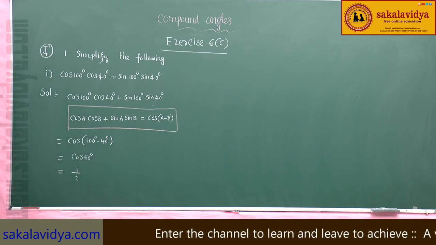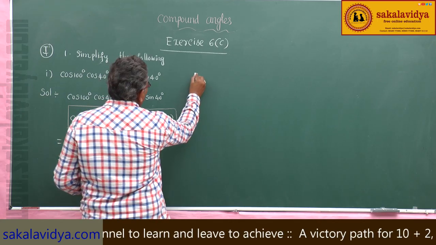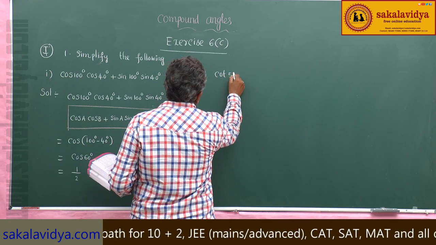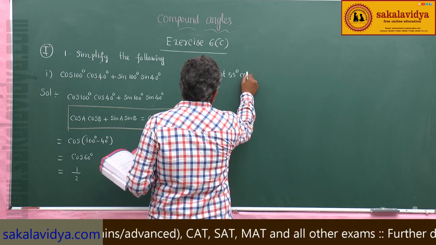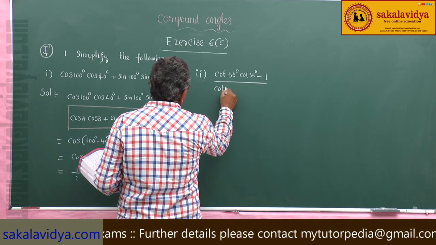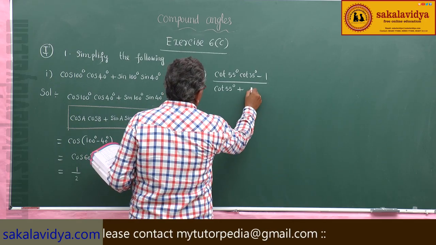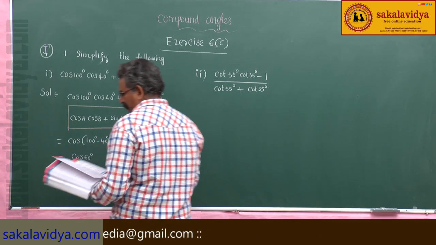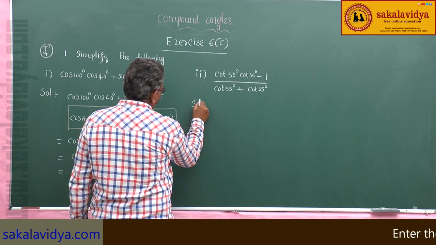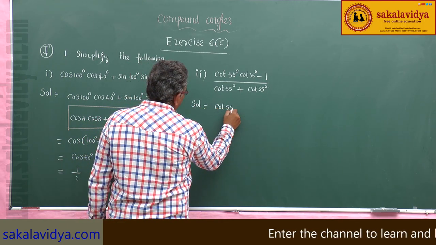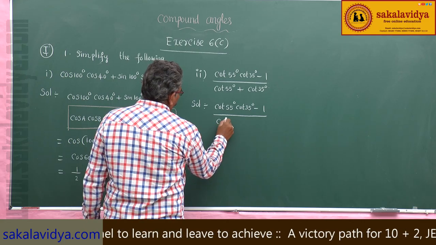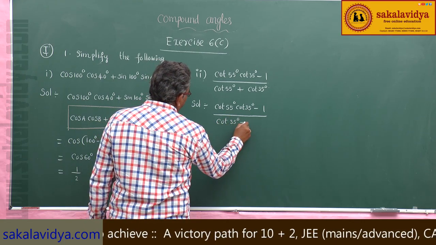Now let us move to the second problem. Second problem. Cot 55 degrees cot 35 degrees minus 1 by cot 55 degrees plus cot 35 degrees. Now the solution. Cot 55 degrees cot 35 degrees minus 1 by cot 35 degrees plus cot 55 degrees.